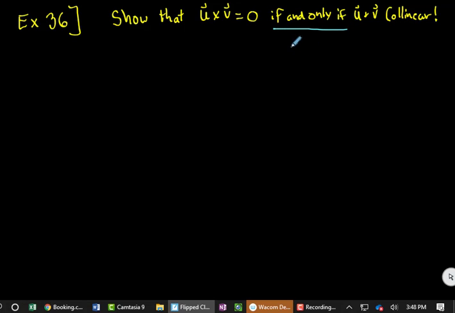What does that mean? If you remember from a geometry class, conditional statements, we would write this as a conditional statement. That means basically if this is true, that implies that's true. And also, if this is true, that also implies it. So you have to be able to show it both ways. So basically, I have to show that if u cross v is equal to 0, then that implies that u and v are collinear, right?